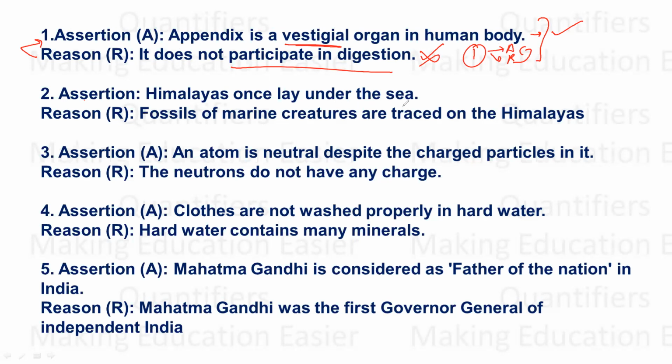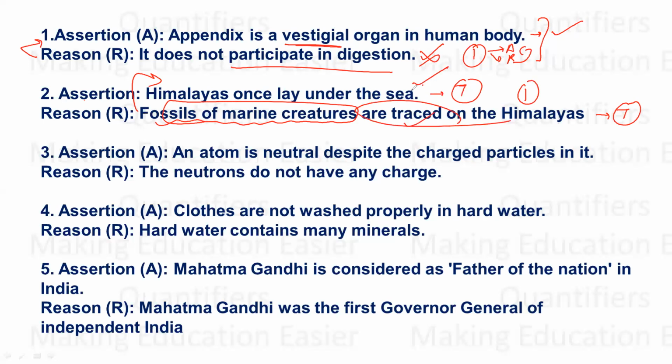Now, Himalayas once lay under the sea. What is your take? Is it true or false? You'll be surprised to know that this is actually a true statement. Fossils of marine creatures are traced on the Himalayas. This is also true. And because fossils of marine creatures were traced on the Himalayas, the geologists later figured out that the Himalayas once lay under the sea. So again the answer is option 1, that both A and R are true, and R is the correct explanation of A. Let's see the third one.